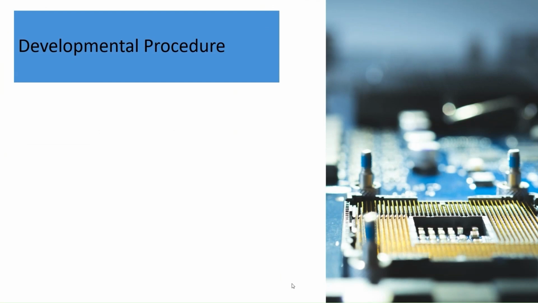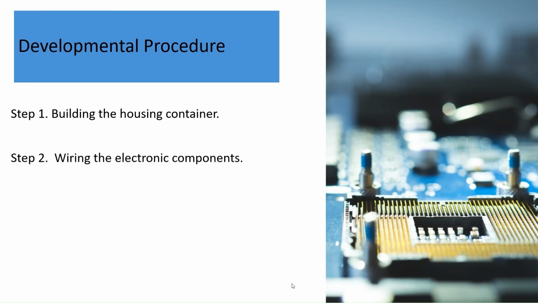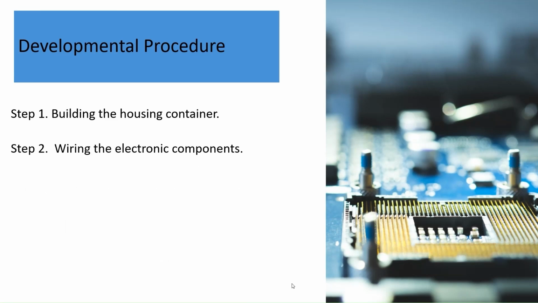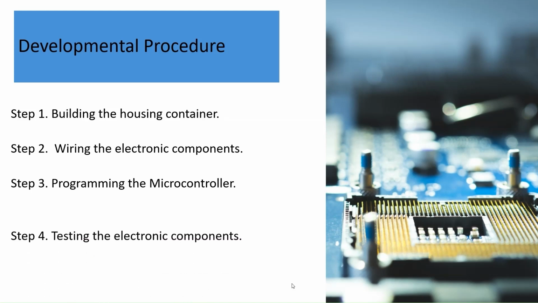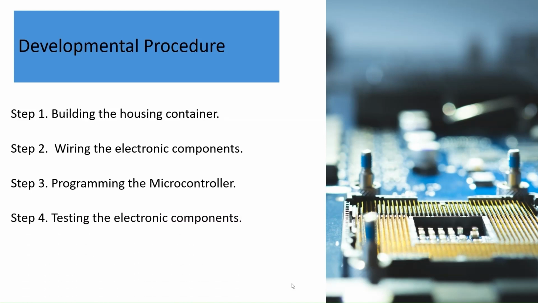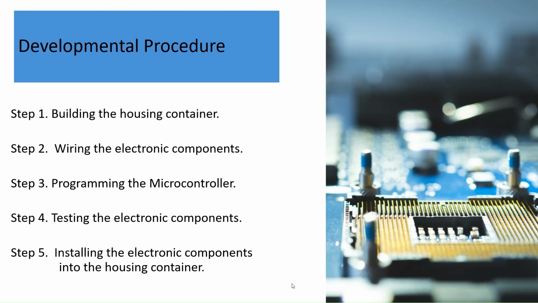The developmental procedures, or the steps involved in creating the robotic deterrer, consisted of 5 steps. These steps were: Step 1, building the housing container. Step 2, wiring the electronic components. Step 3, programming the microcontroller. Step 4, testing the electronic components. And Step 5, installing the electronic components into the housing container.